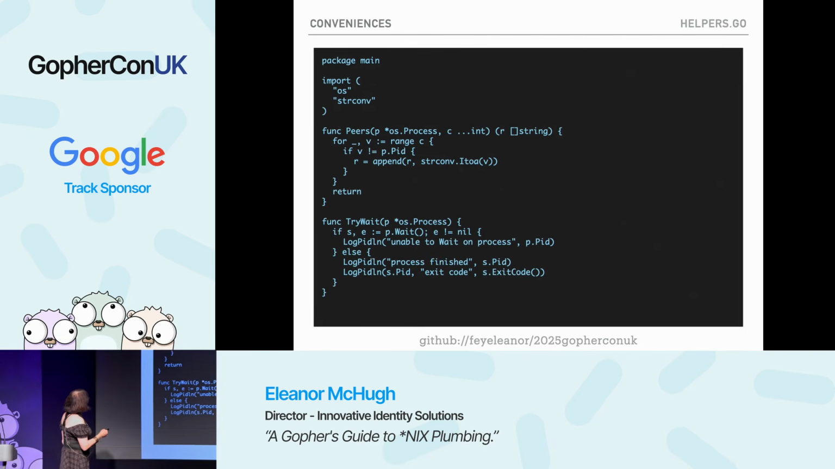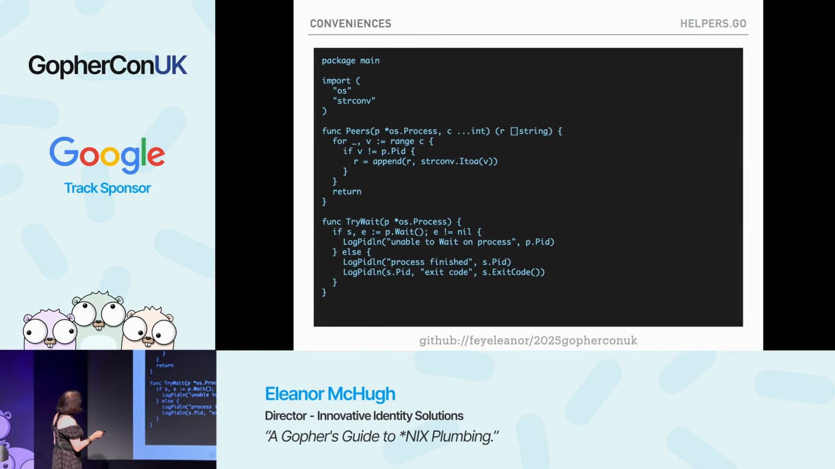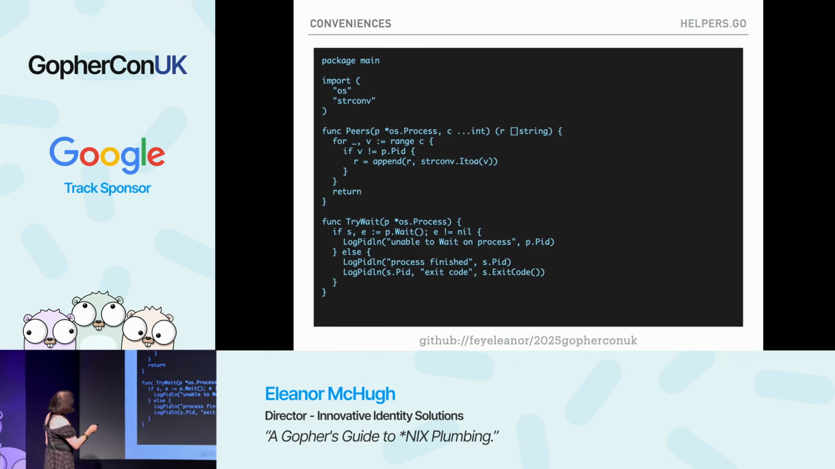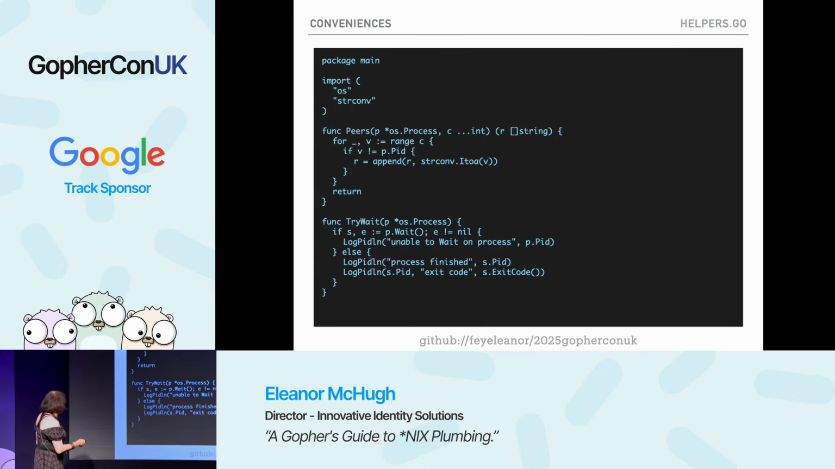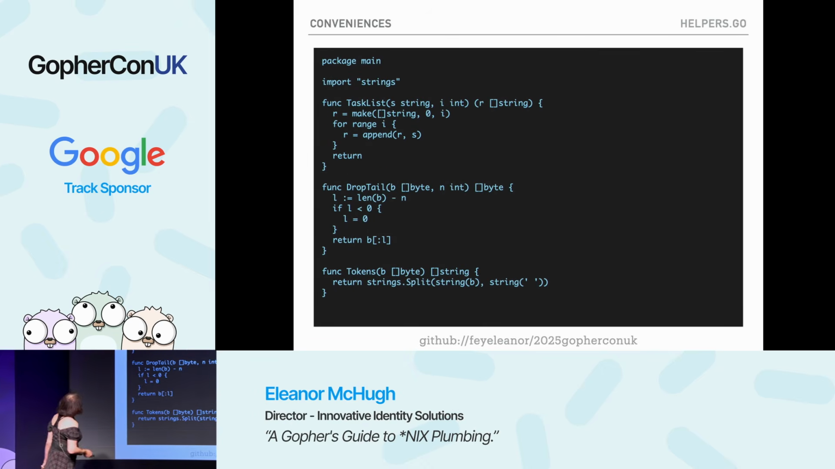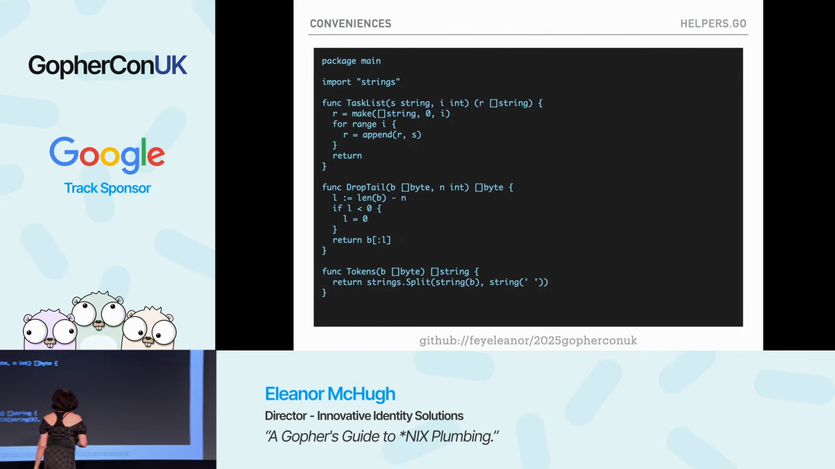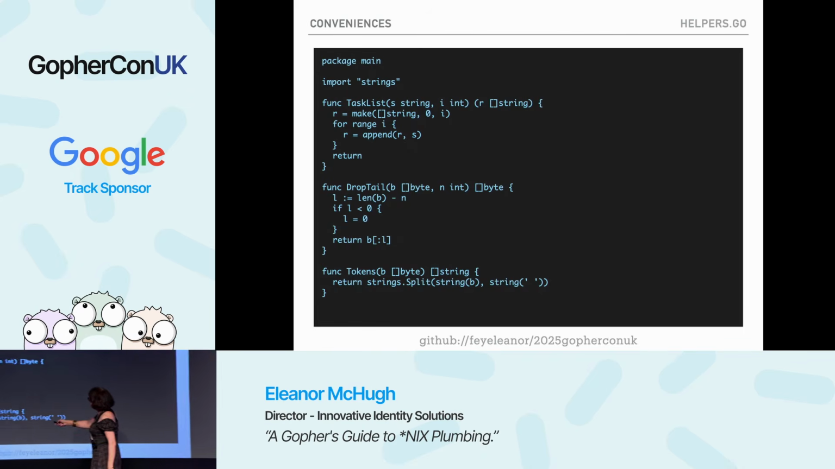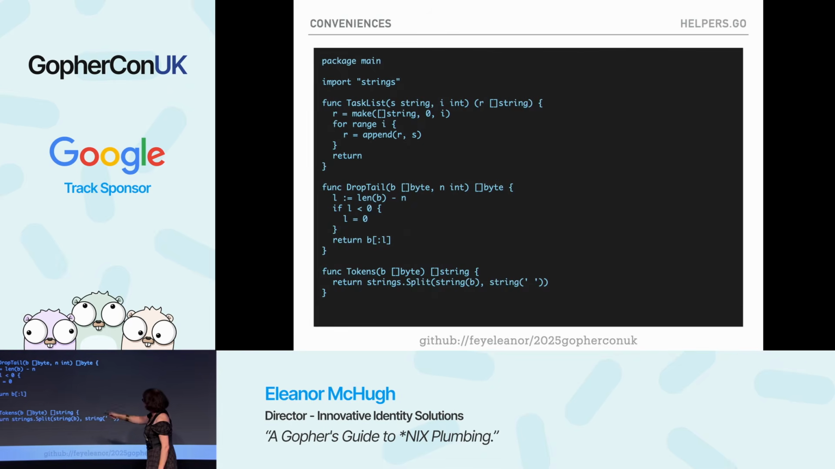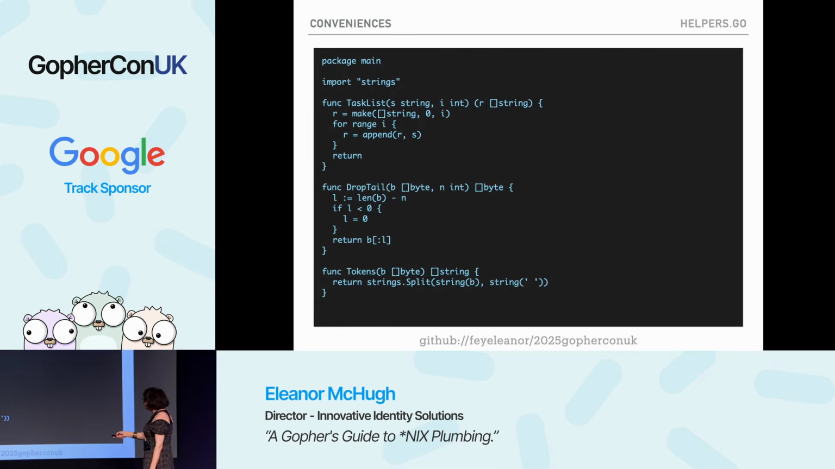Peers is literally just producing a list of things, turning them into numbers and sending it off to the process, or getting it from a process. Try wait: if we can't wait on a process, then we can give an error message. Task list we've done. Drop tail is just a convenience so that I can do that rather than having to do that in there. Tokens is me just literally splitting a single string by spaces. Because we're only passing process IDs, they're going to be discrete integers.